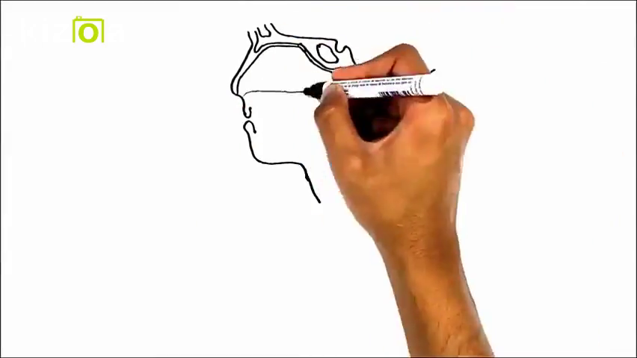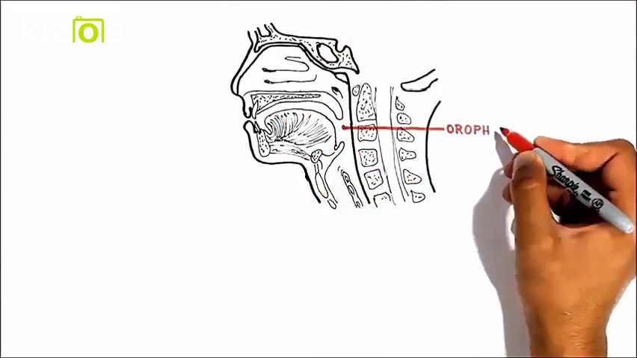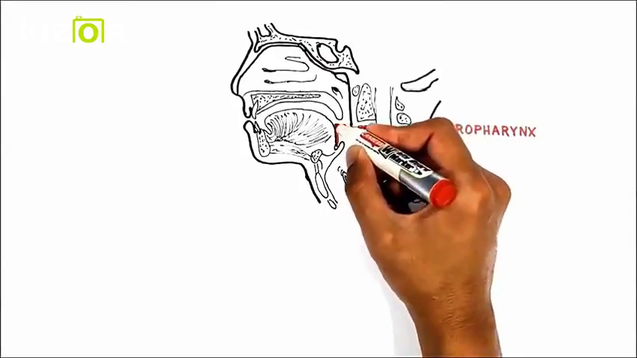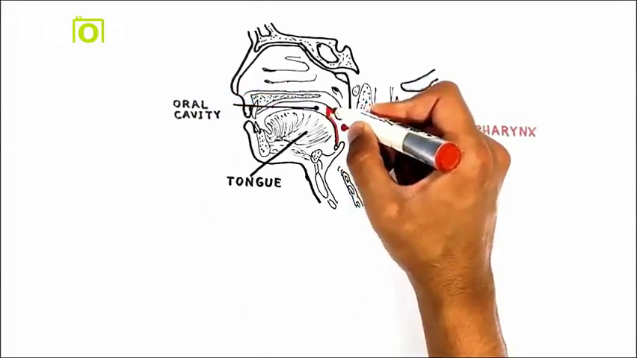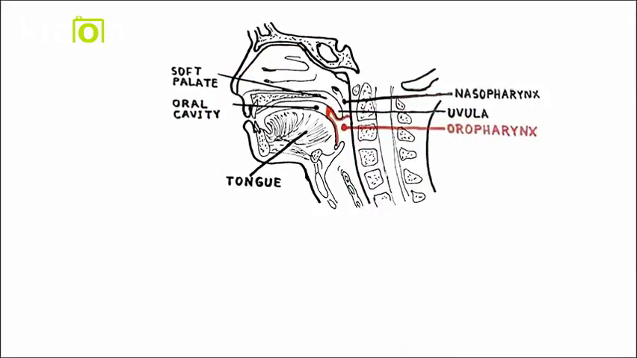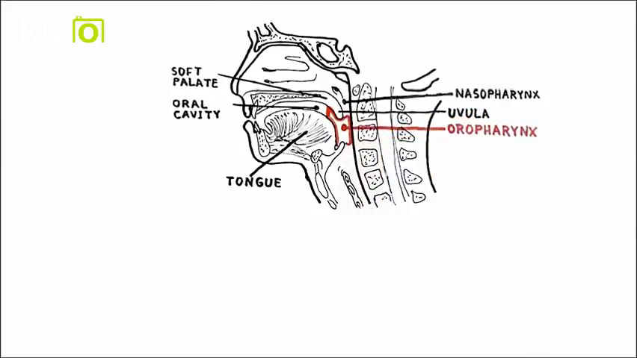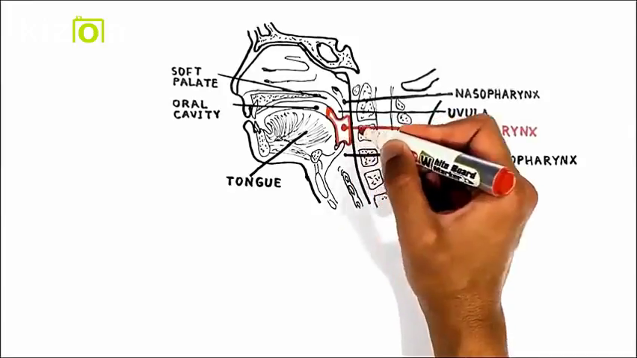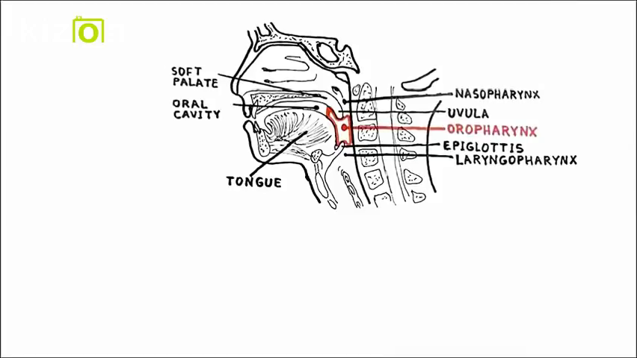The second part of the pharynx is the oropharynx, lying behind the oral cavity here. Anteriorly, it is mainly bordered by the posterior third of the tongue and by the oral cavity, superiorly by the soft palate, uvula, and nasopharynx, posteriorly by the laryngeal muscles lined by mucous membrane, and inferiorly by the laryngopharynx and the superior border of the epiglottis. It is the only part of the pharynx that is seen when you open the mouth.